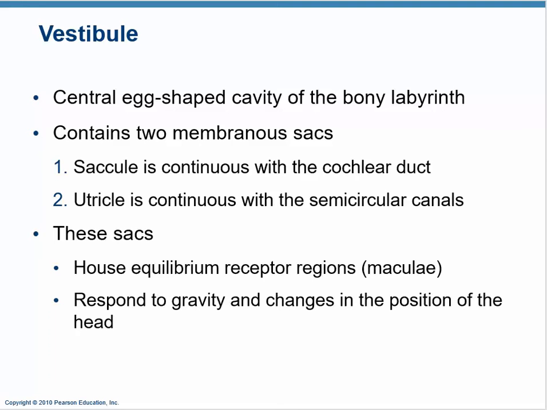So the vestibule is in the center of this organ. It's egg-shaped within the bony labyrinth, and there's two sacs in it filled with perilymph or endolymph. The saccule, continuous with the cochlea, and the utricle, continuous with the semicircular canals. And within these sacs, there are receptors called maculae, and they respond to gravity, and therefore changes in position of the head. If you tilt your head, the angle changes.